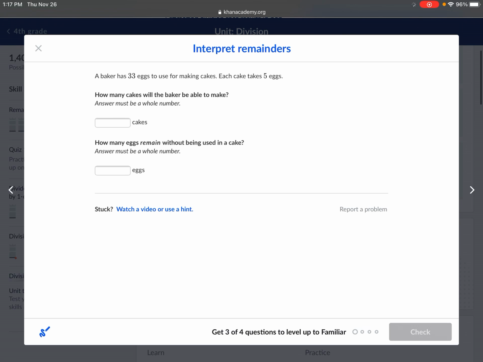Hello everyone, welcome back to Archery Math Helper, and today we're going to be doing interpreting remainders. Plus, we're going to be doing long division. Long division is going to be a huge part in interpreting remainders. And by the way, this is 4th grade, so let's get started.